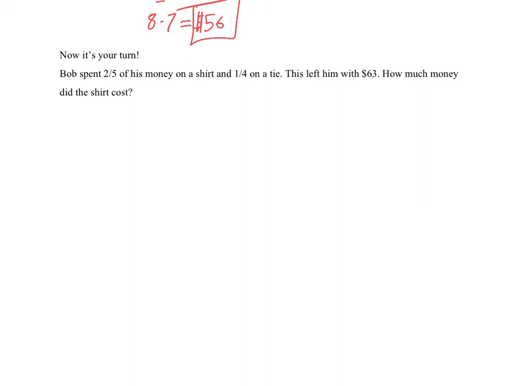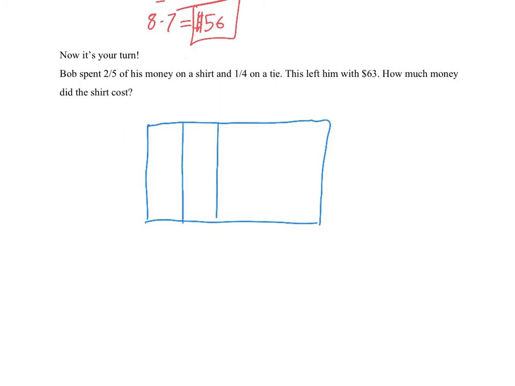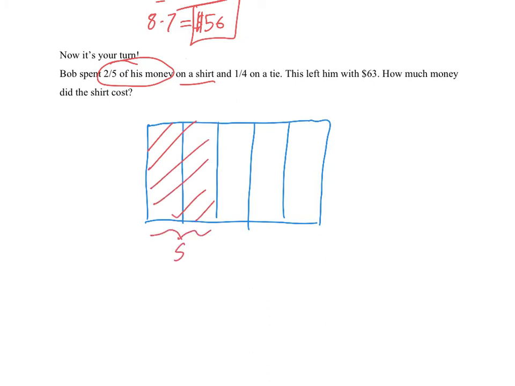Okay, so the problem is similar to above. The whole, again, is money. So there's our box representing money. And 2/5, again, were spent on a shirt. So that starting place is really very similar to above. 2/5 of the whole on a shirt. So we can shade in that part and write S for the shirt.